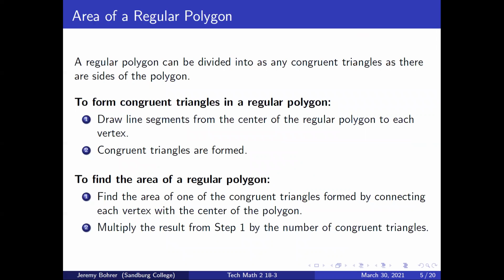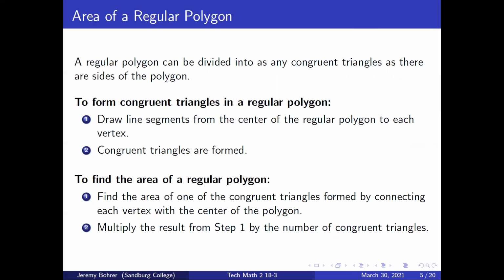A regular polygon can be divided into as many congruent triangles as there are sides of the polygon. To form congruent triangles in a regular polygon, first draw line segments from the center of the regular polygon to each vertex. The congruent triangles are then formed.